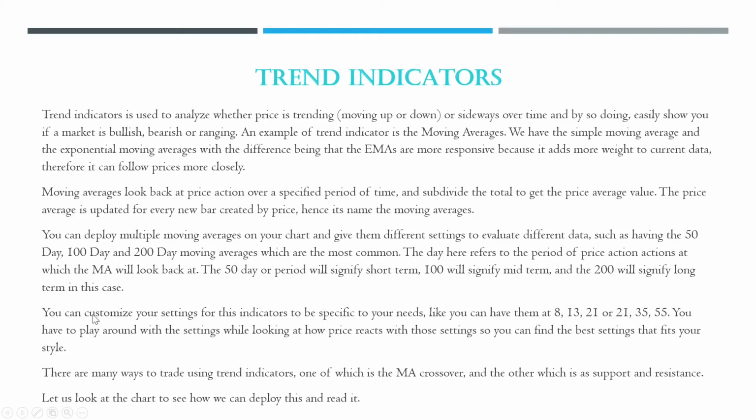You can customize your settings for these indicators to be specific to your needs. Like you can have them at 8, 13, and 21, or 21, 35, and 55, or any other number at all that you may personally want. You have to play around with these settings while looking at how prices react with those settings, so you can find the best settings that fit your style. Everybody has their own different styles of trading, so you want to get the settings that work with the way you trade. You want it to give you a buy signal when you need it to, not when it is already late. There are many ways to trade using trend indicators, one of which is the MA crossover, and the other is support and resistance. So let's quickly take a look into how to deploy the moving average on the chart.